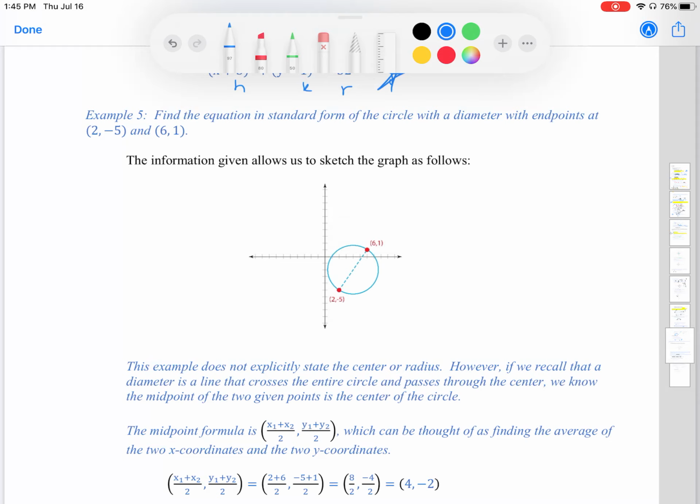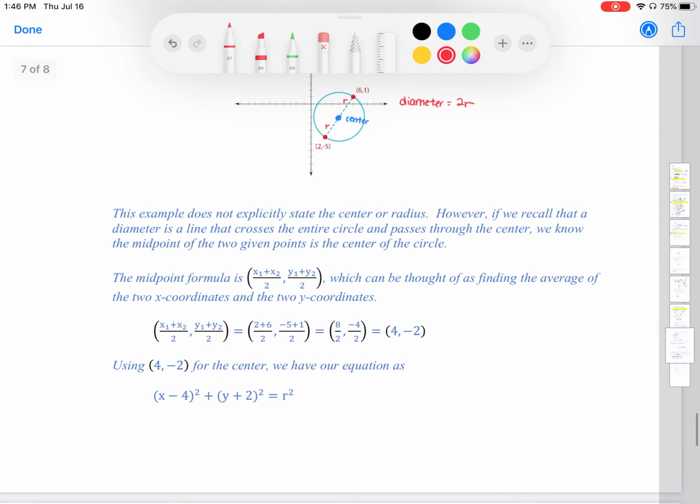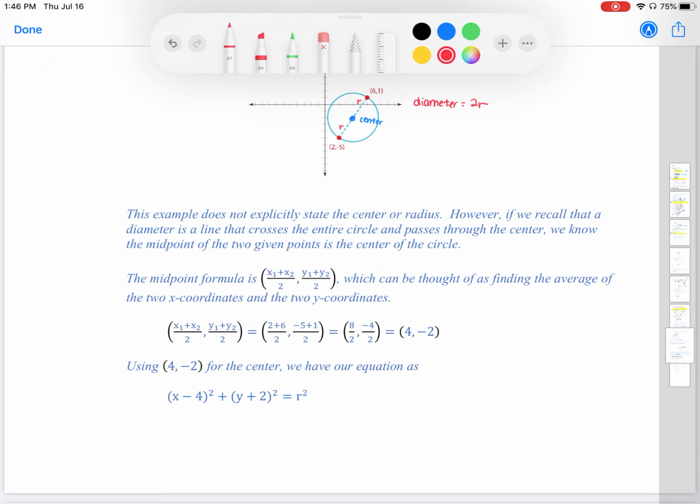Example 5. Find the equation in standard form of a circle with a diameter with endpoints at (2, -5) and (6, 1). All right, so I know at the very center point would lie my center, and the distance from my endpoint is my radius. So I need to remember that my diameter is 2 times my radius. This example does not explicitly state the center or radius.